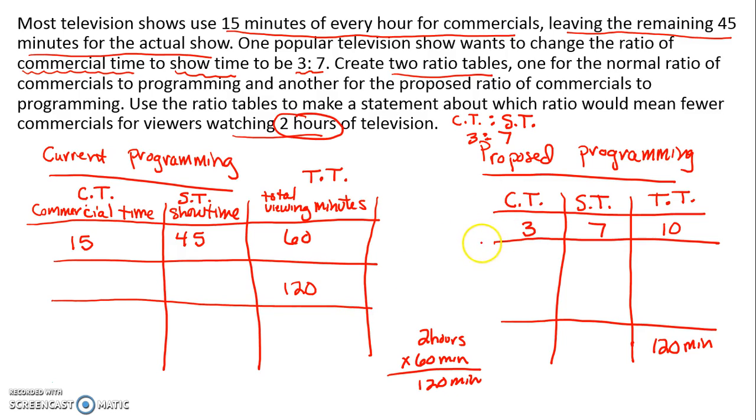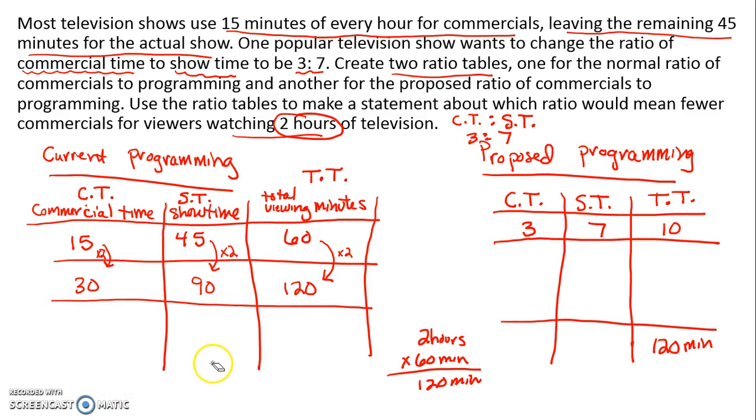I'm making a very short table. I don't know how many rows your teachers will expect to see, but because of time constraints and trying to just cut to the chase, I'm going to look here and I'm going to say, how do I get from 60 to 120? Oh, 60 times 2 is 120. So guess what I would do to my 45? 45 times 2 is 90, and 15 times 2 is 30. So I know in 2 hours of television, currently we'd watch 30 minutes of commercials.